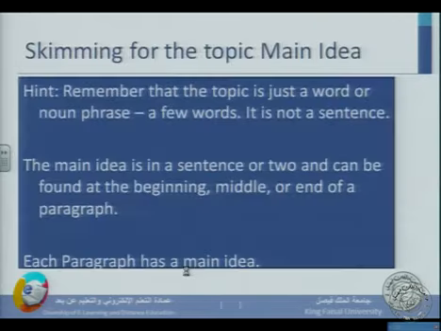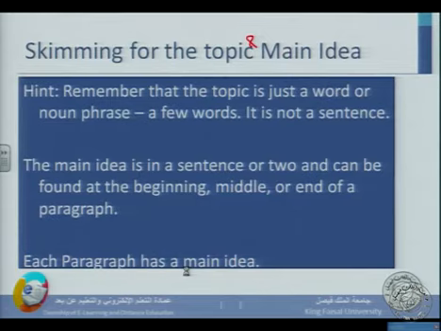If we take things like scanning and pronoun reference, I want you to do exercises for that. I will give you some exercises in this class. Again, this is another reading skill: skimming for the topic or main idea. Okay, for the topic and the main idea.